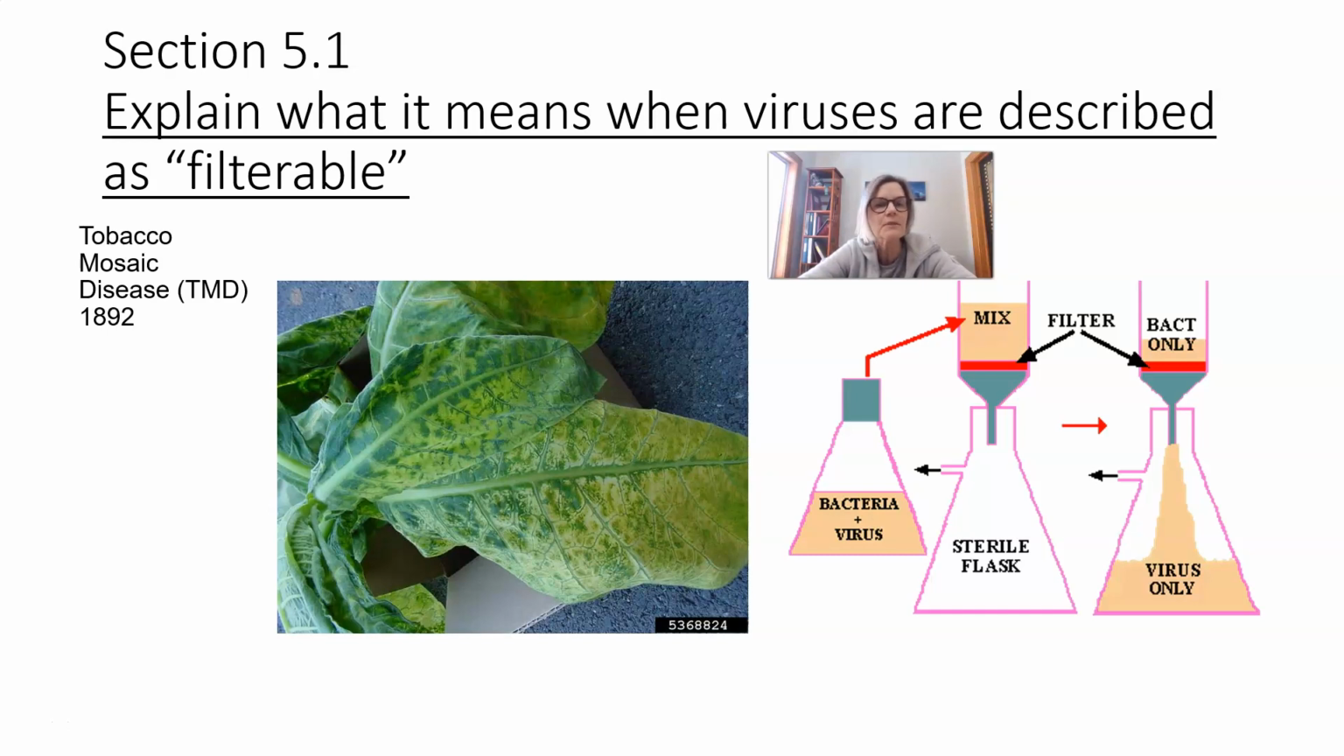And one of the common things that people did is they took tissue. In this case, there was this disease in tobacco plants called tobacco mosaic disease. It's still around today, and the scientists of the day wanted to know what causes this disease. Is it caused by microorganisms? At that point, they were starting to learn a lot about bacteria, and they had techniques for isolating bacteria.